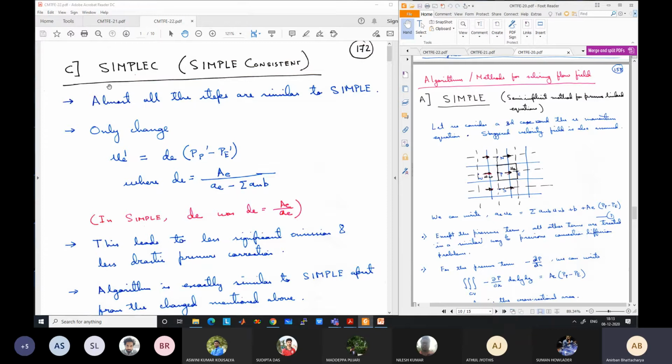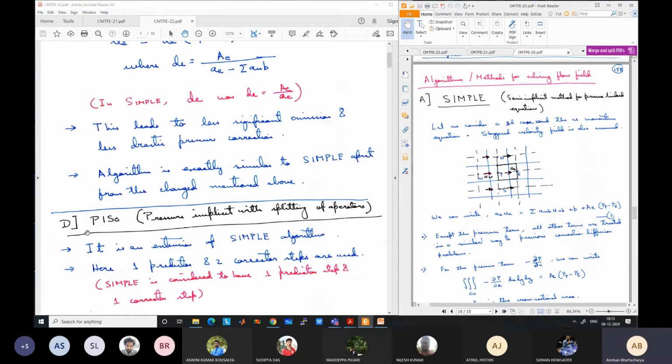One is known as the SIMPLEC algorithm, which was developed later on, SIMPLE Consistent, and the second is known as PISO. This is also very widely used. This is known as Pressure Implicit with Splitting of Operators.